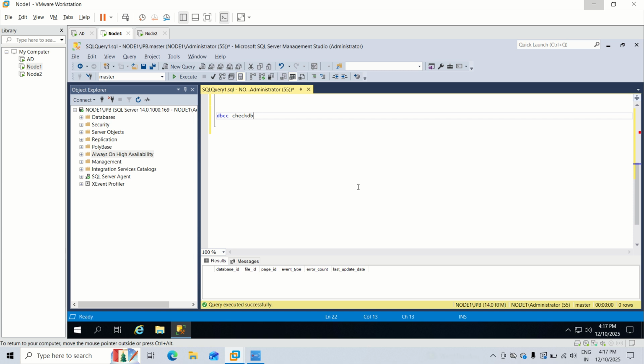So corruption can happen in any SQL Server database, but knowing the types helps you troubleshoot faster.